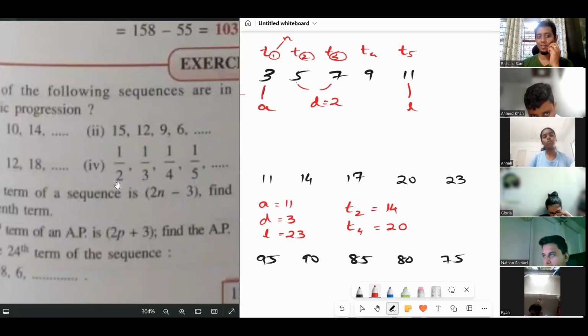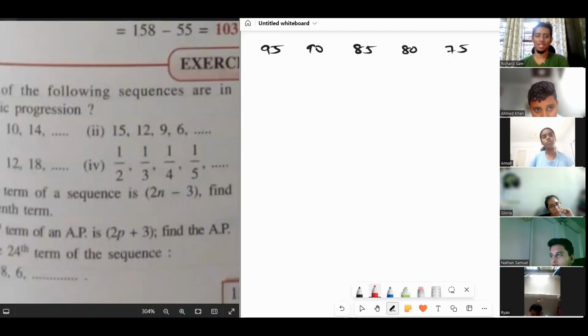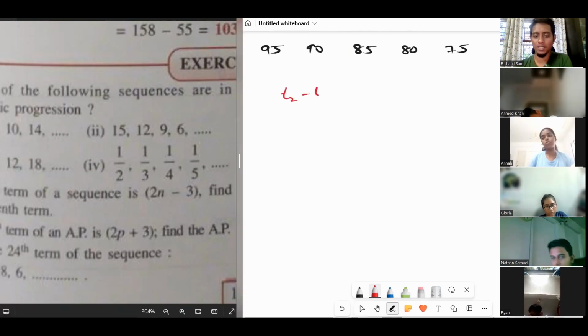Okay, it looks like an AP, 2, 3, 4, and so on. But this is the denominator. Remember, it's not the numerator. Okay, so let's check if it is an AP. How do you check? Check the difference between any two consecutive terms. So first we'll check the difference between the first and second. We'll do T2 minus T1. That means 1 upon 3 minus 1 upon 2.